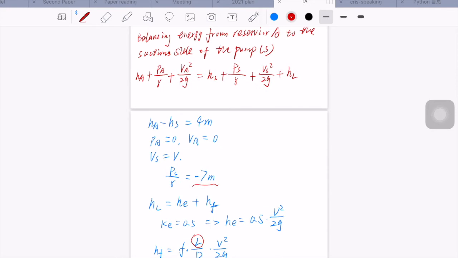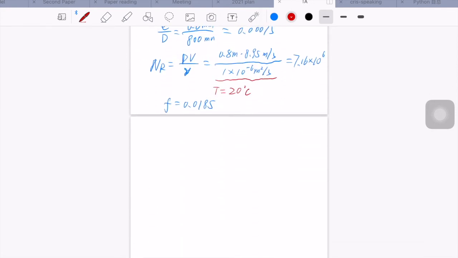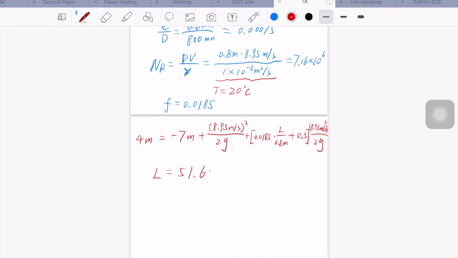So energy equation 1 can be written as 4 meter equals minus 7 meter plus 8.95 meter per second squared divided by 2g plus 0.0185 times L divided by 0.8 meter plus 0.5 times 8.95 meter per second squared divided by 2g. So now we can find that the maximum distance equals 51.6 meter. So we have done.